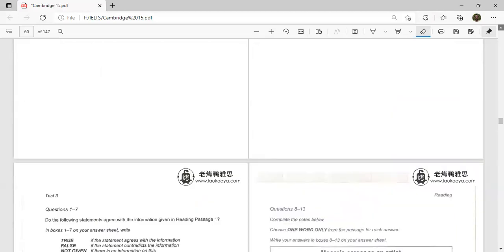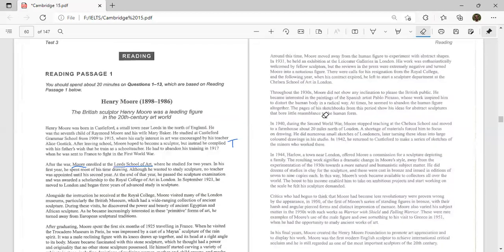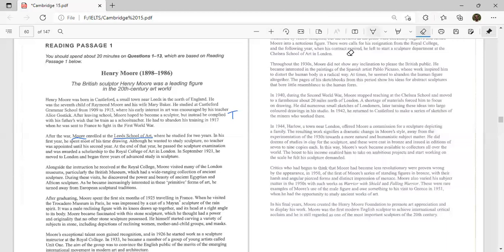Okay, so here you said, after the war, Moore enrolled at the Leeds School of Art, where he studied for 2 years. In his first year, he spent most of his time drawing. Although he wanted to do sculpture, he spent most of his time drawing. So yes, correct.